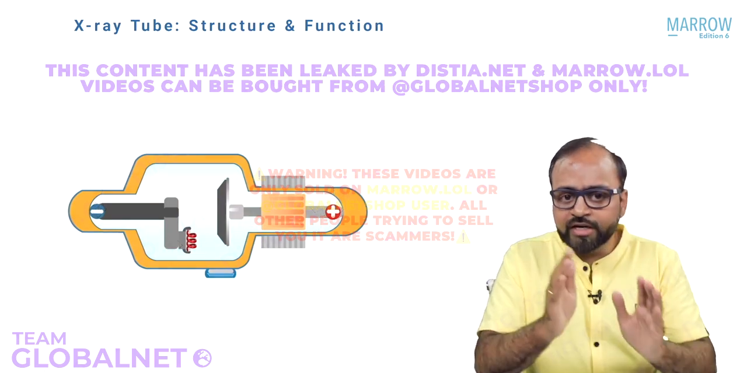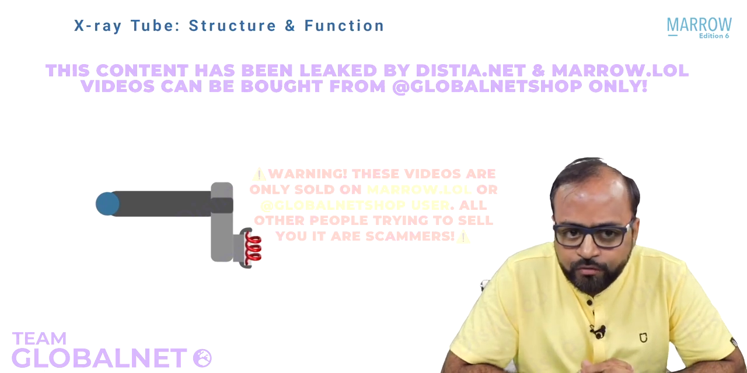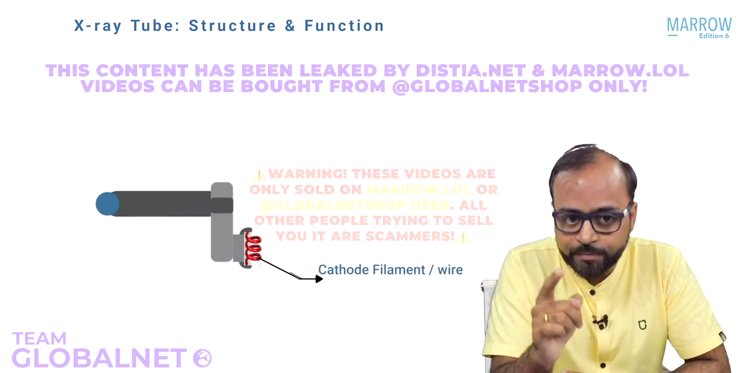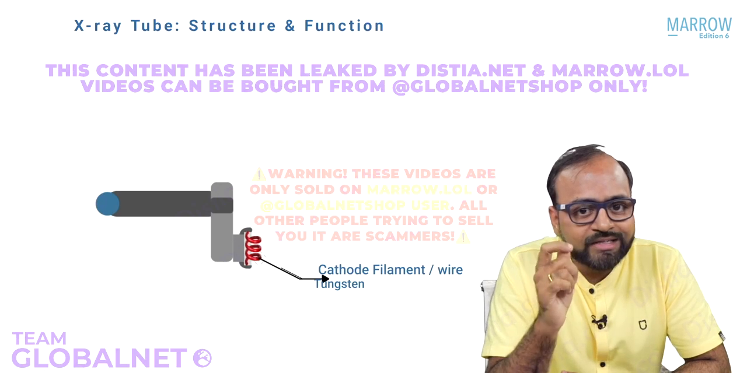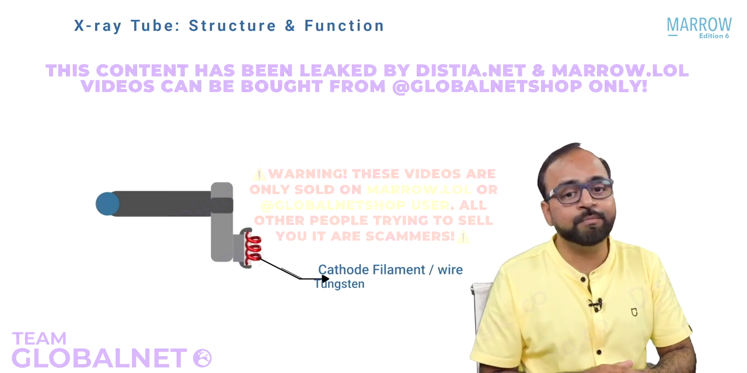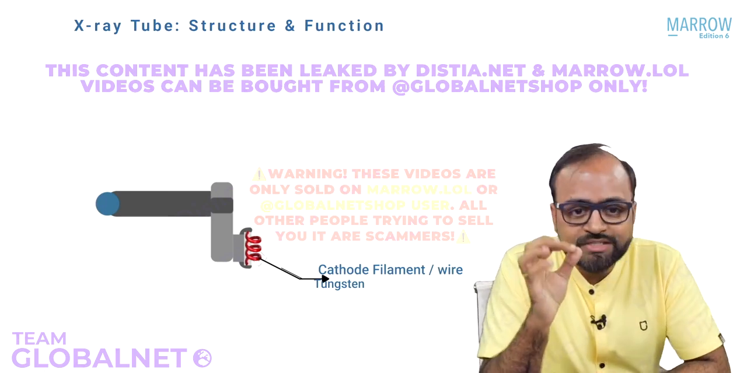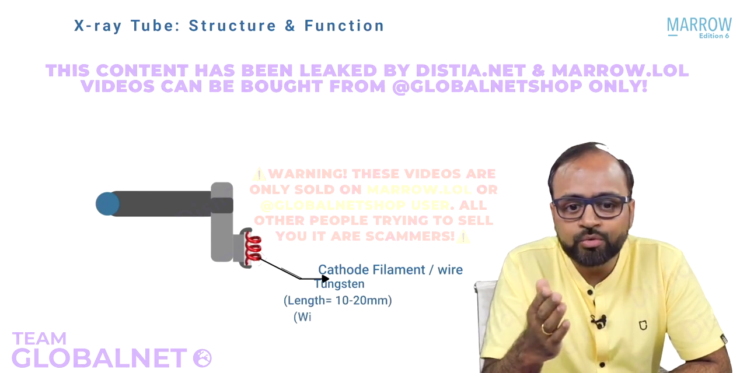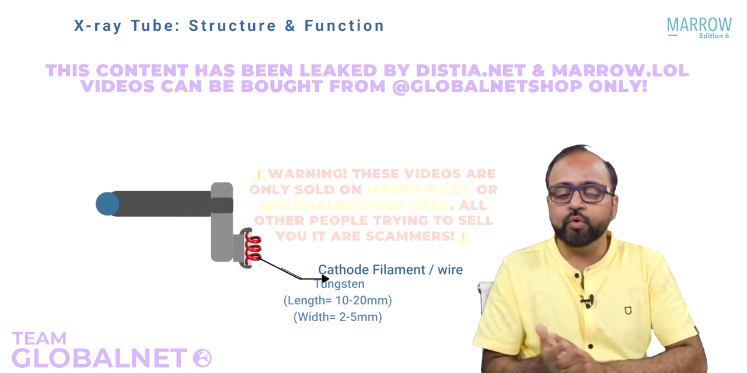Now, let us focus on the cathode first. When we focus on the cathode, I want you to know that this cathode is nothing but a cathode filament or a wire. This wire is made up of tungsten, and it is just a helical wire. Do you remember when we studied tungsten? I told you tungsten is a very important component of X-ray tube. Why? Because the cathode filament is made up of tungsten. So it is a thin helical wire around 10 to 20 millimeters in length and around 2 to 5 millimeters wide. A tungsten wire is there. Now let us see how it is going to work.